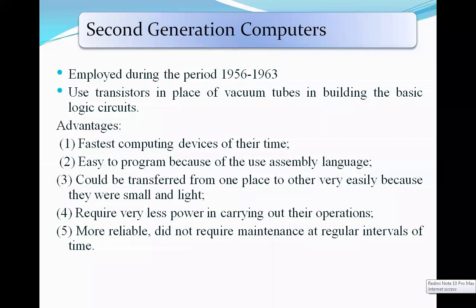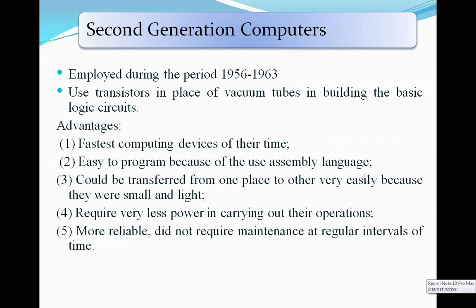Next one is second generation computer. The period 1956 to 1963 is roughly considered as the period of second generation of computers. The second generation computers were developed by using transistor technology. They used transistors in place of vacuum tubes in building the basic logic circuit. In comparison to the first generation, the size of second generation computers was smaller. The computing time taken by the computers of the second generation was lesser.